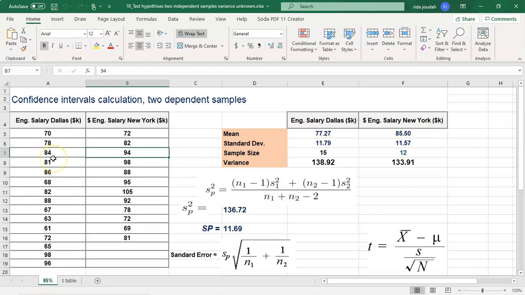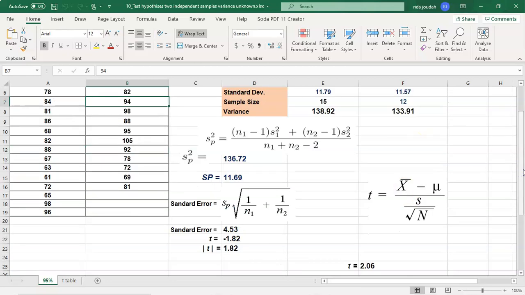So we have here the same data set, the two samples, one from Dallas and one from New York. The first one is 15 observations, about 15 salaries of engineers from Dallas, and we have here the salaries of 12 engineers from New York. And we already found these values from a previous tutorial when we calculated the confidence interval. So let's plug in the numbers.